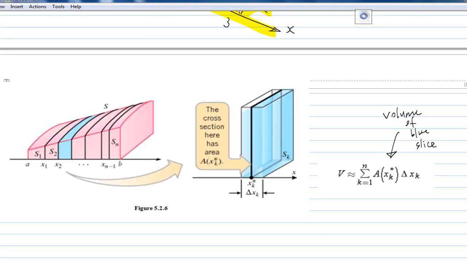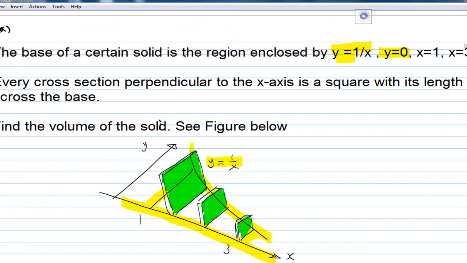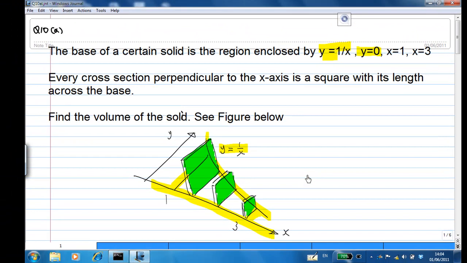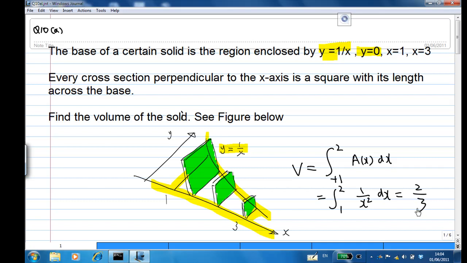So the volume of the solid given by this shape here, we find that the volume is equal to the integral from 1 to 3 of A(x) dx, which is the integral from 1 to 3 of 1 over x squared dx, and that is 2/3. That is the end of the recording.